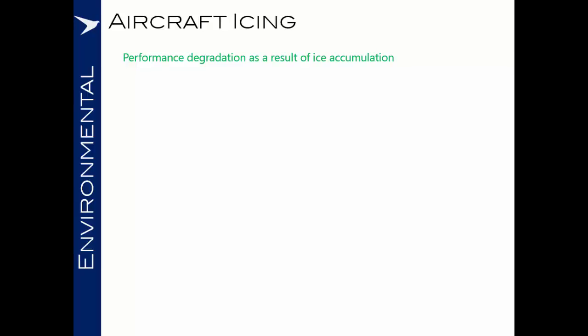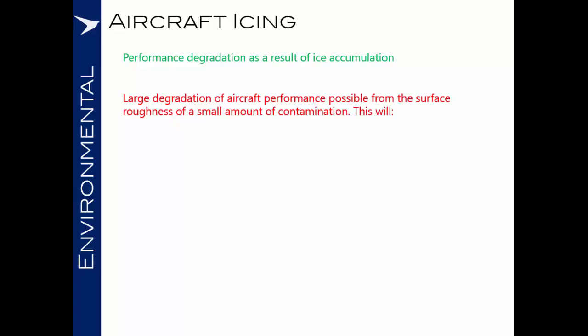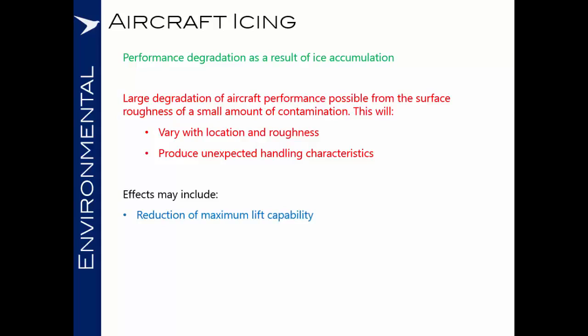Our final section, having covered turbulence, wake turbulence, is now to move on to aircraft icing. The most significant part of aircraft icing is due to a performance degradation as a result of ice accumulation. Now, large degradation of aircraft performance is possible from the surface roughness of only a small amount of contamination and will vary with the location of the ice accumulation and the roughness of its surface, and produce unexpected handling characteristics which can be unpredictable. The effects, therefore, could be a reduction in the maximum lift capability of our aircraft, an increase in drag, and unanticipated changes in the stability and control of the aircraft.